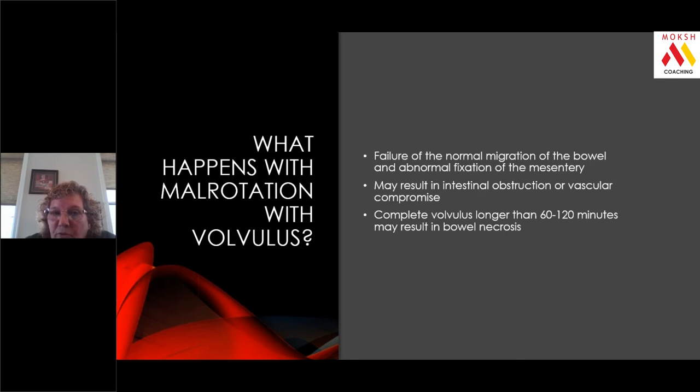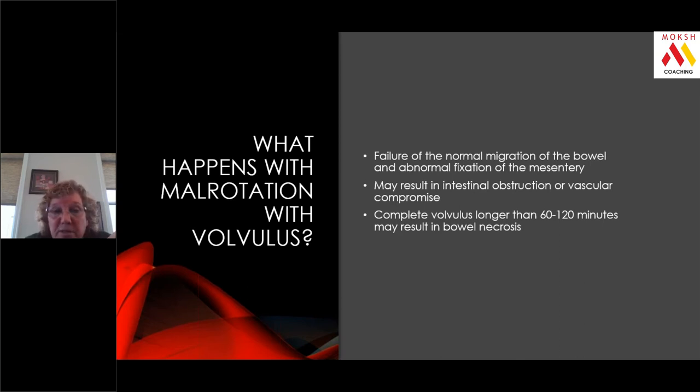So what is malrotation with volvulus? Well, you know how the gut goes through that process of moving out and then moving back in while the baby's developing. If there's a failure of the normal migration of the bowel, an abnormal fixation, it's not in the right place, and it can twist on itself. So it can either block, or if it twists, it can completely cut itself off. What happens when anything twists? It loses blood flow. If you lose blood flow, the gut's going to die. And so this is a surgical emergency.